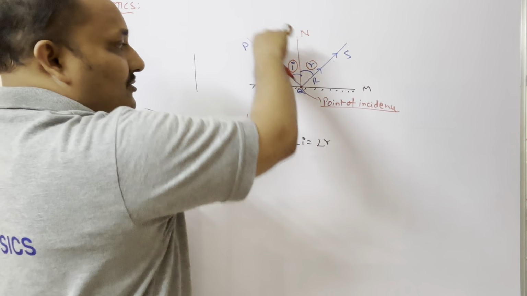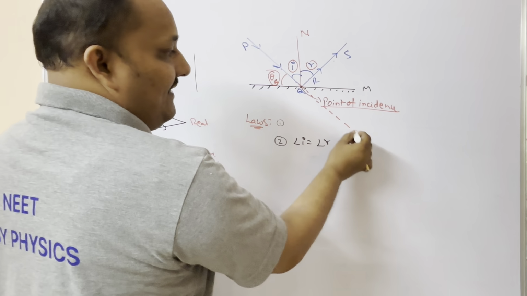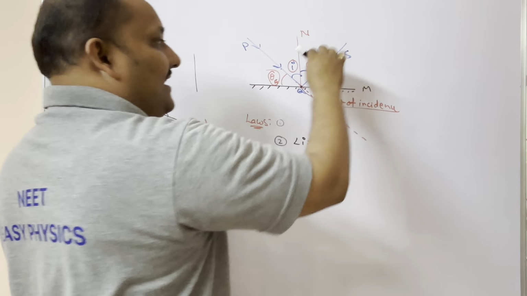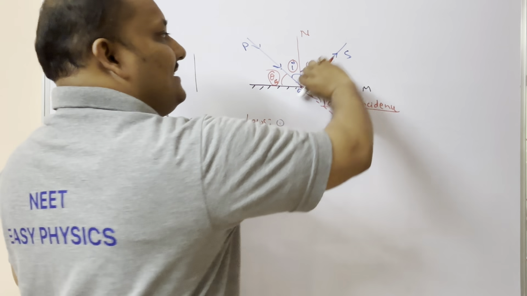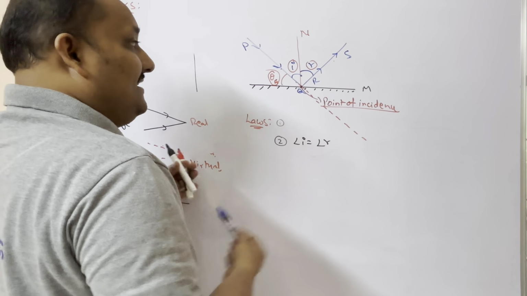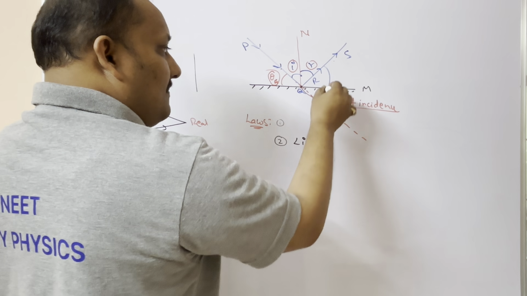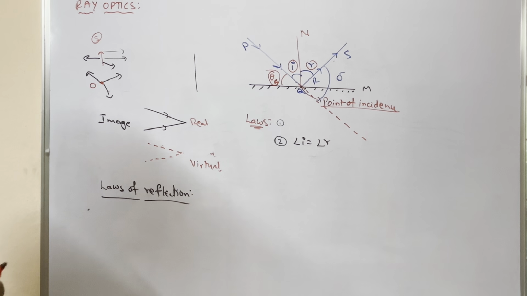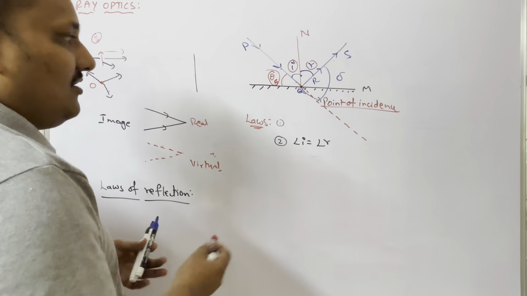Actually, this light ray should pass straight away like this. But instead of going like this, it is deviated like this. Instead of going straight, it is deviated. Therefore, this angle we are calling the angle of deviation. How much is the angle of deviation? They are going to ask.